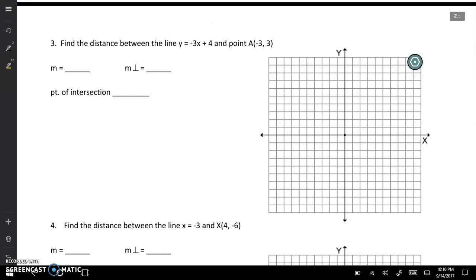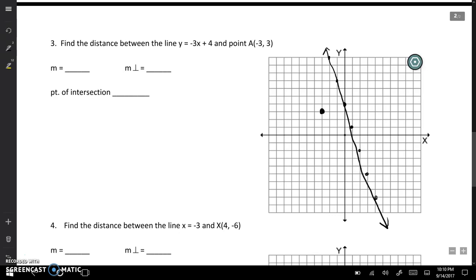Go ahead and graph negative 3x plus 4. So 1, 2, 3, 4. We're going to go down 3 over 1, down 3 over 1, down 3 over 1. I know it's really annoying. Get over it. And then up 3 and backwards. Okay, so there's our line. And our point is negative 3, 3. So right there. We've got to find the distance from that point to that line.